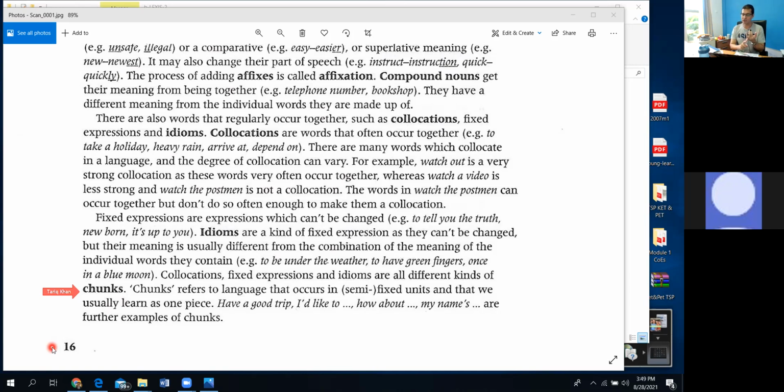We say collocations, we say fixed expressions, we say idioms. But when we say chunks, we mean all these three things. So we say use chunks in your language. And now chunks have very much importance in the learning of language, and I'm going to give you an example of it. But first of all, tell me that this point is clear to you, that collocation, fixed expression, and idioms, all these three are called chunks. Is that clear to you?